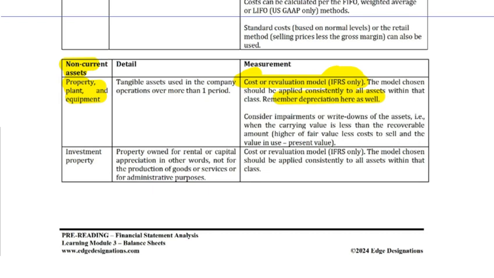US GAAP says no. US GAAP says you cannot use the revaluation model, and all items, property, plant and equipment, long-term assets or long-lived assets, must remain at their historical cost, less of course what you have depreciated them by. Investment property, again IFRS says you can keep it at the cost that you bought it for, or you can revalue it if it's gone up in value. US GAAP says no, you've got to keep it at historical cost.